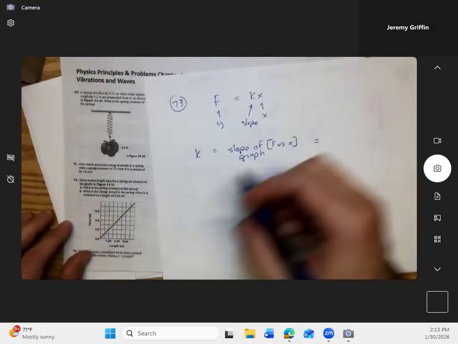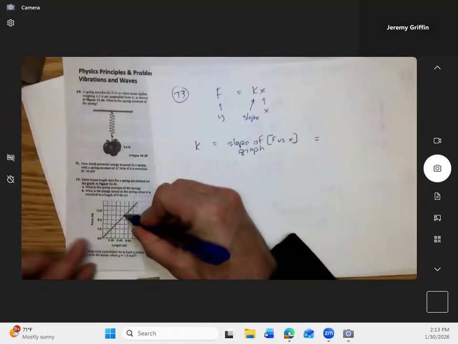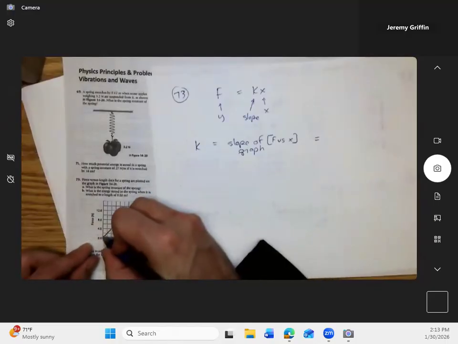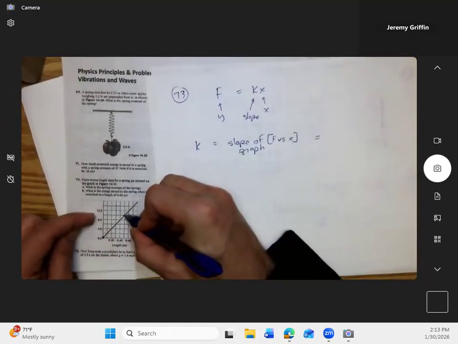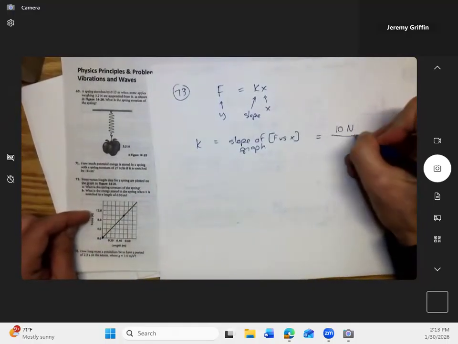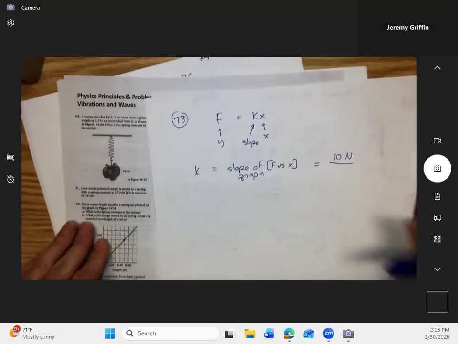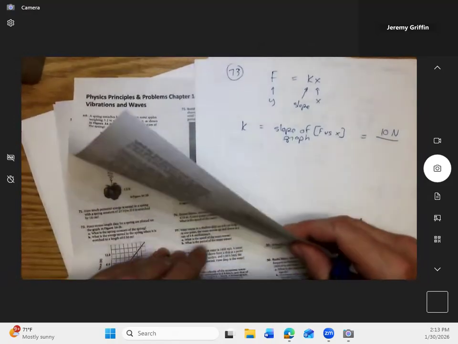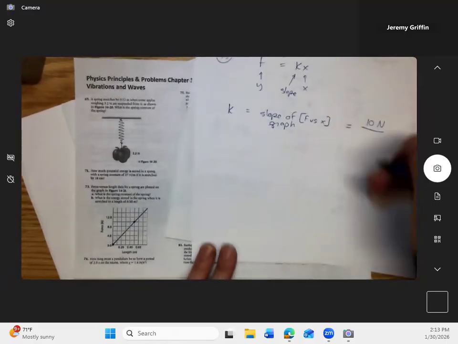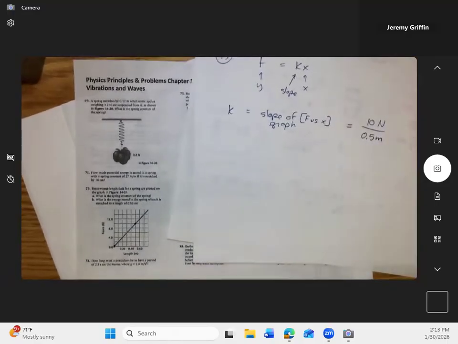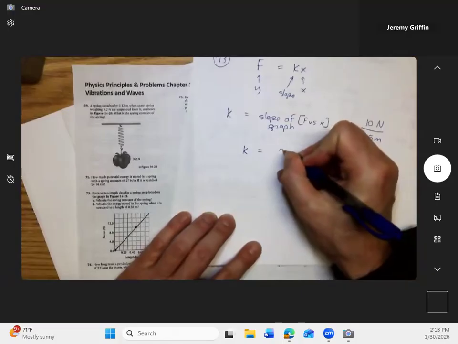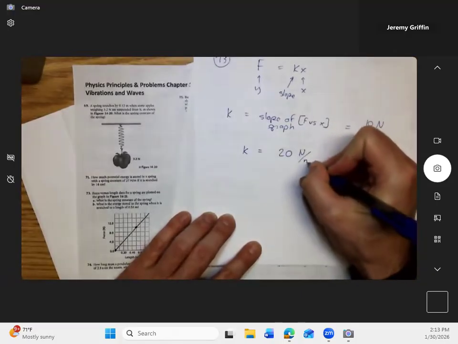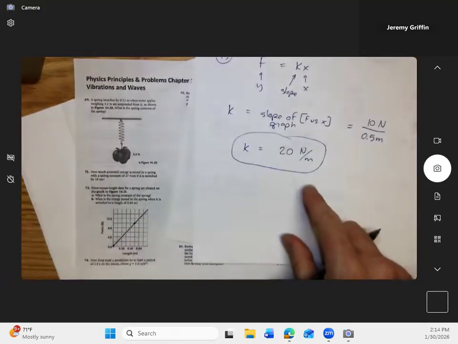Okay. So changing y, changing x. What's a coordinate on here? I think this is a coordinate right here. 0, 0 is a coordinate very conveniently. So I'm looking at 10 newtons of force. Guys, what stretch length corresponds to 10 newtons of force? Yeah, 0.5 meters. So put it all together. What's the spring constant? 10 over 0.5 is 20. I think it's that, right? Is that right?